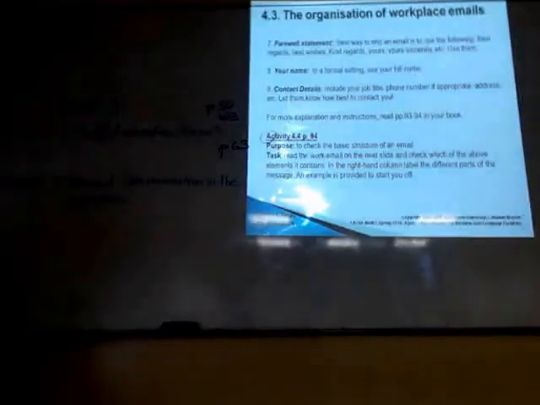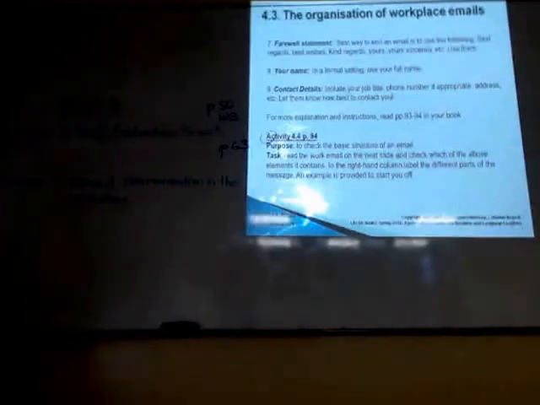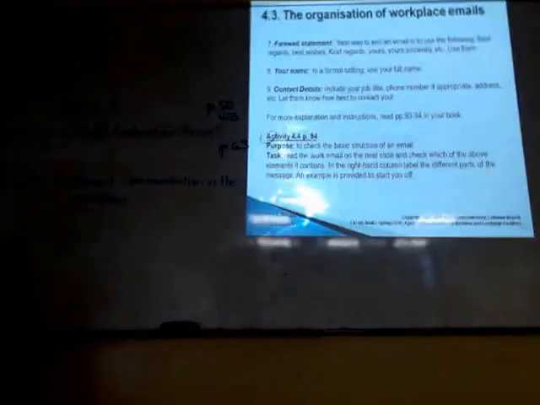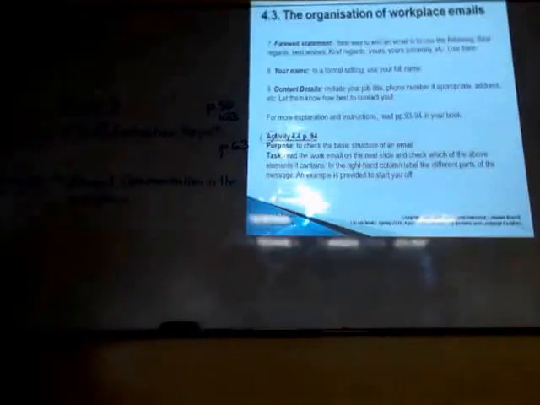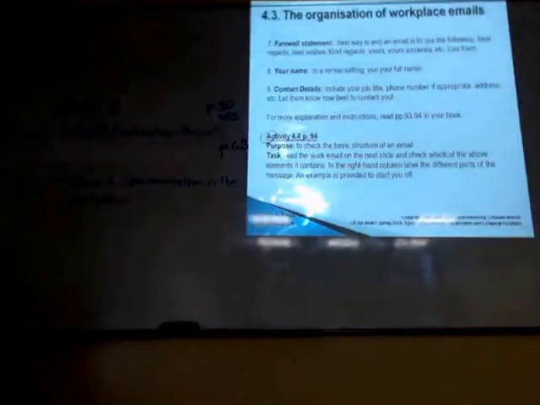Contact details. You know, some businesses attach this to the email. Last thing comes as an attachment: the person's name, where they work, phone number, which department they work in and so on. Contact details include your job title, phone number if appropriate, address, etc. Let them know how best to contact you. Okay? If this was not clear, which I think it's very clear, there's more information on pages 93 and 94 in the book.